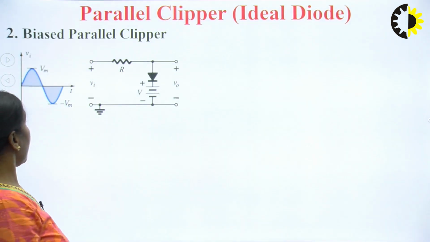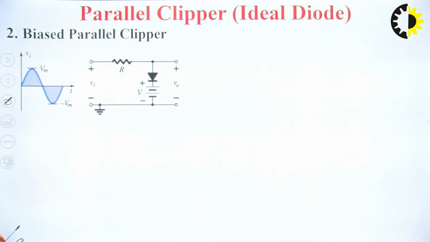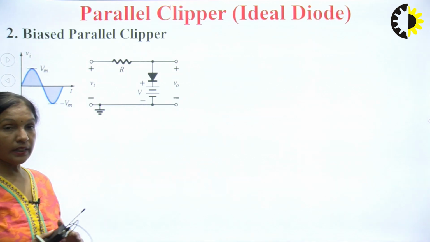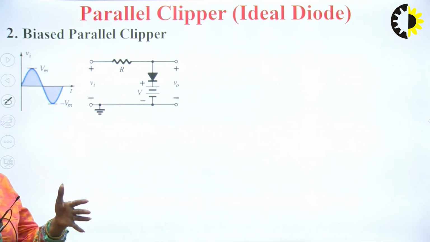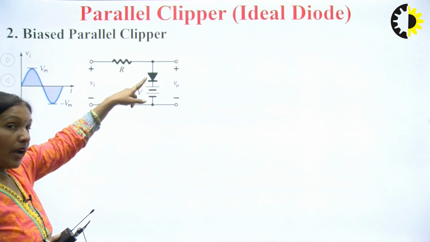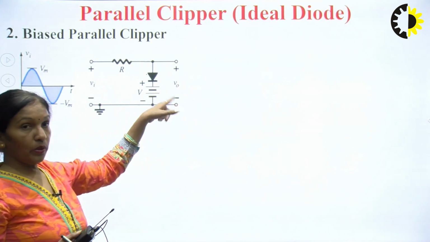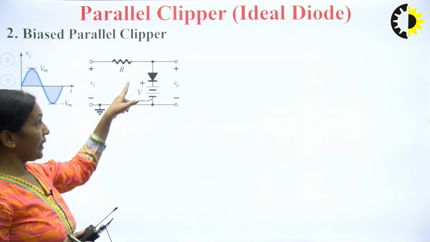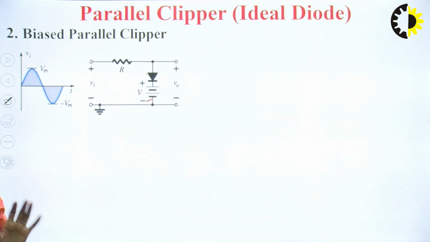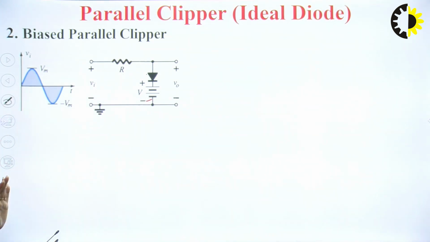So coming to the next circuit, that is a biased clipper circuit. Why is it a biased clipper circuit? Parallel biased clipper circuit rather. Here we can see it has two components and the diode is connected in parallel with the output, and also it has an additional battery in the circuit. That means it is a parallel biased clipper circuit. So let us start the analysis of this circuit.